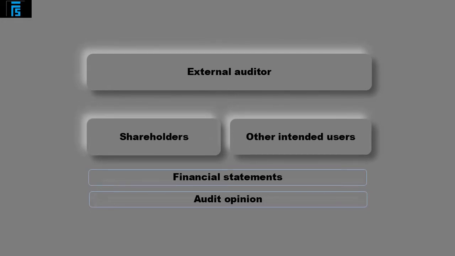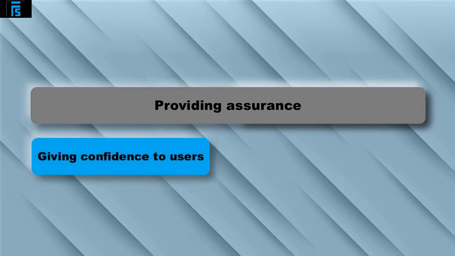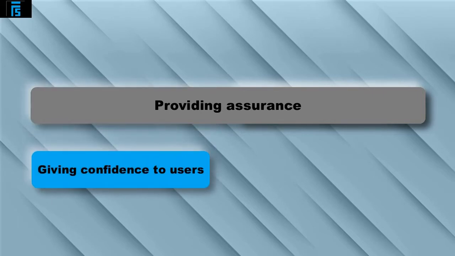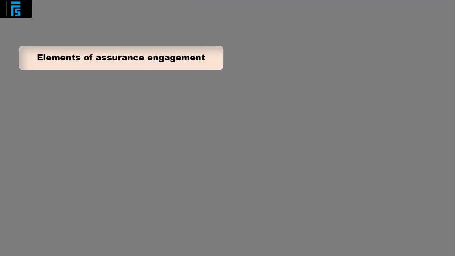This definition applies to any other assurance provider also, for example, building surveyors for new properties, and by personalising the definition in this way, it helps remember the key terminology. By providing assurance, like the auditors provide assurance on the financial statements, you are giving confidence to the users when making decisions, and enhancing the credibility of the information in the financial statements.